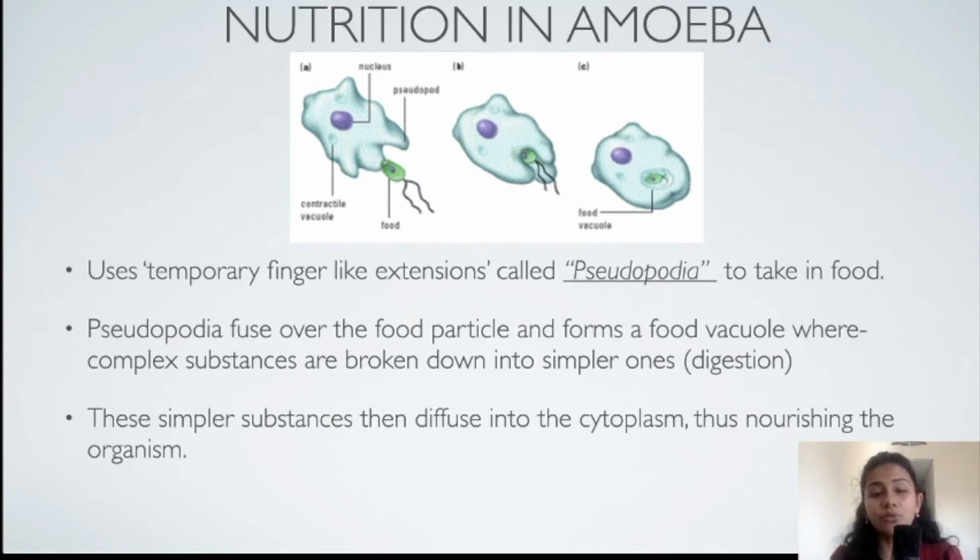And inside the food vacuole, this complex food material is broken down into simpler ones. That is, digestion happens inside these food vacuoles. And these simpler substances then diffuse into the whole cytoplasm, thus nourishing the organism.